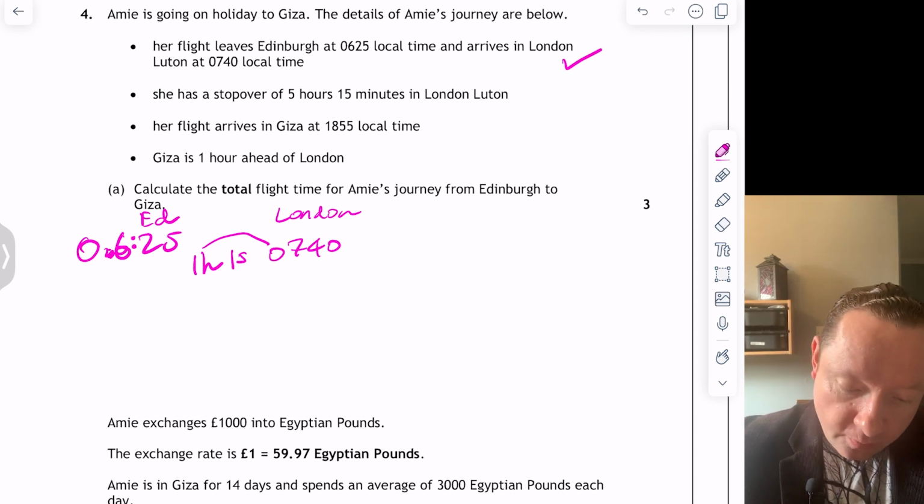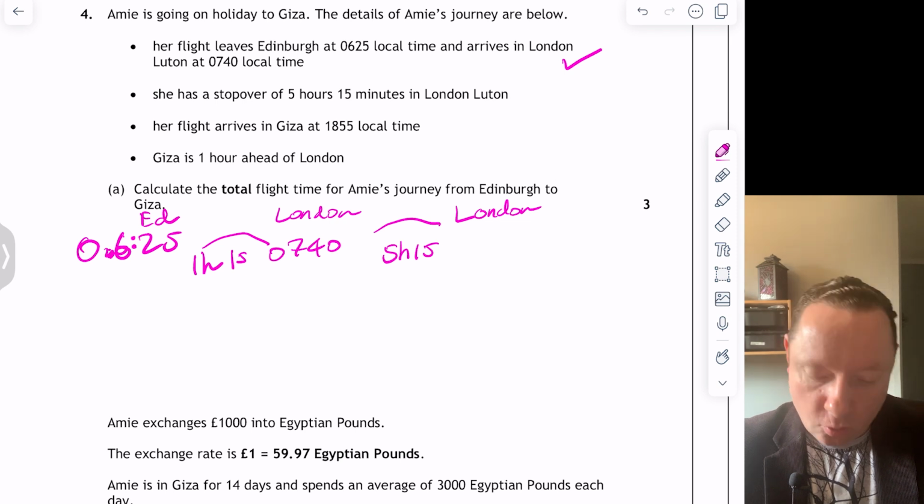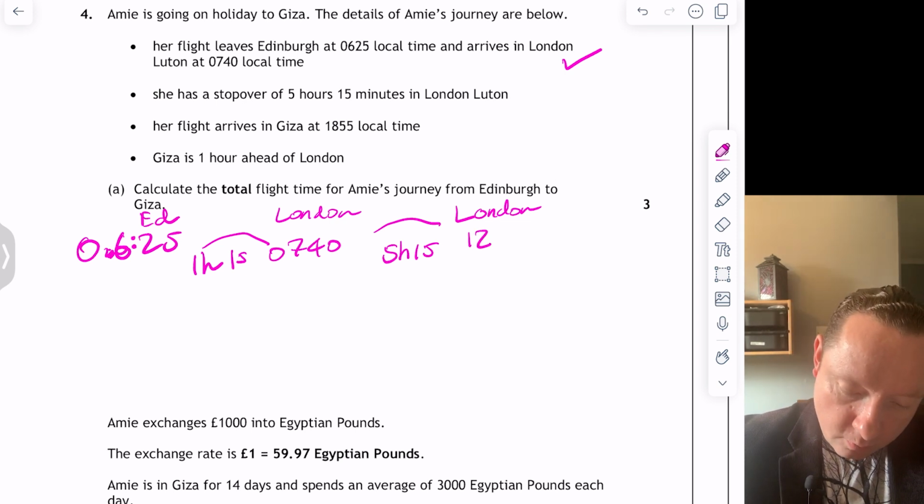I see she has a stopover of 5 hours 15 minutes in London. So we're still in London, no journey. It's 5 hours 15. So let's see how long that takes us to. 7, 8, 9, 10, 11, 12, so that'll be 12:40, 55. And we've done that one.